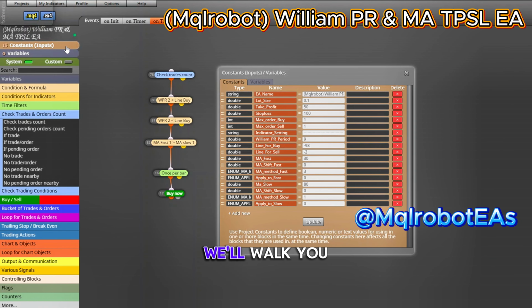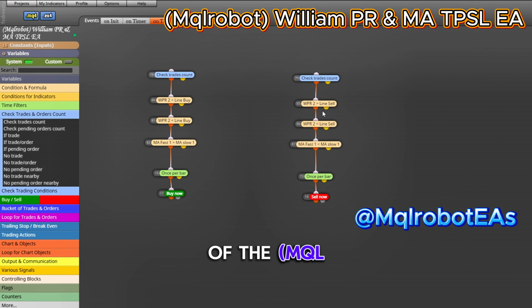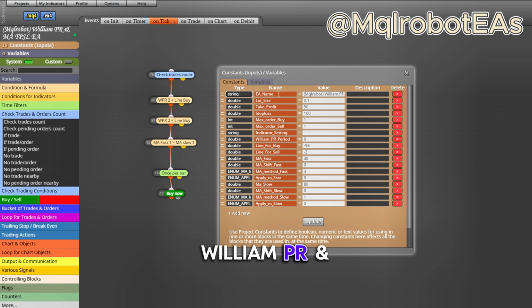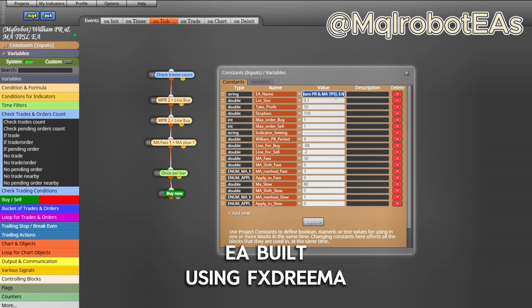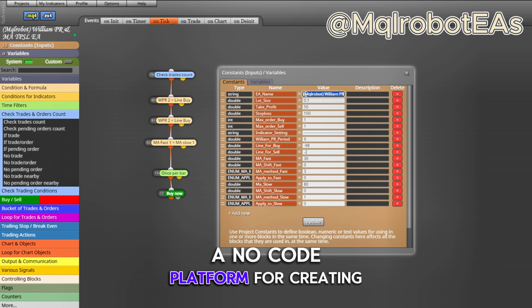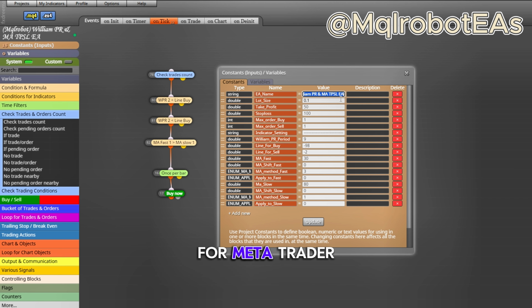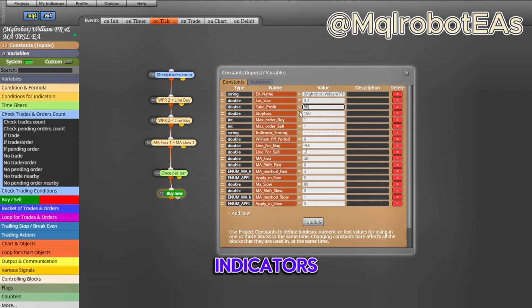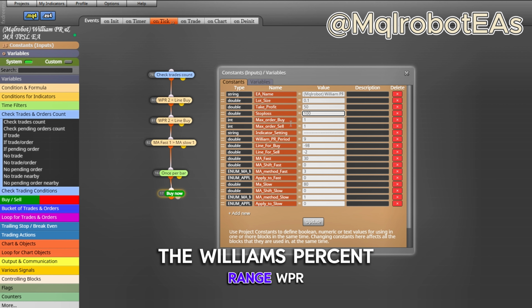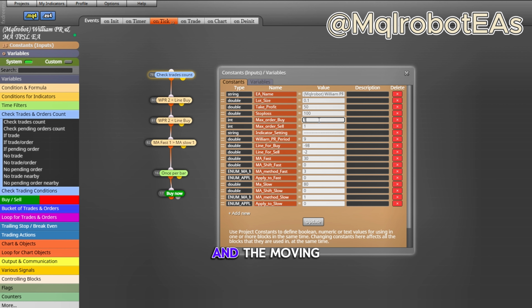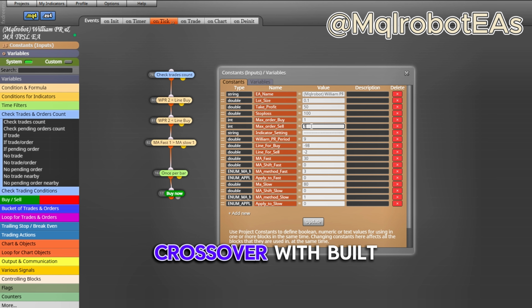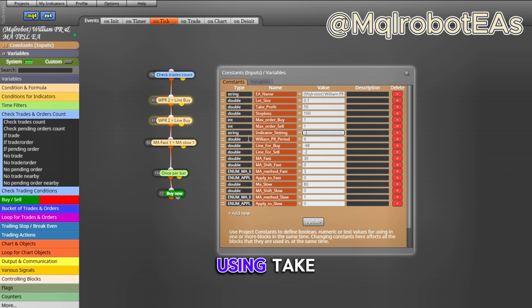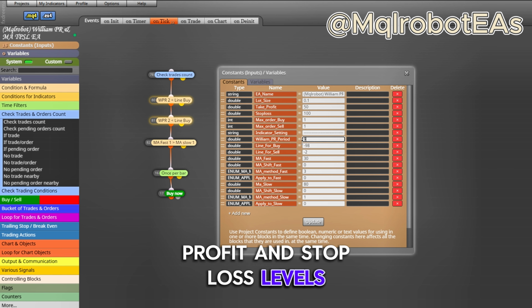In this video, we'll walk you through the structure and logic of the Mqlrobot WPR and MA TPSL EA built using FXdreema, a no-code platform for creating expert advisors for MetaTrader 4. This EA combines two powerful technical indicators: the Williams Percent Range (WPR) and the moving average (MA) crossover, with built-in trade management using take profit and stop loss levels.